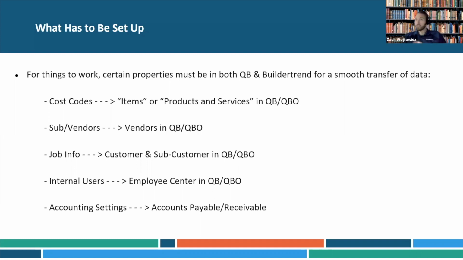Your sub vendors, those already exist in your QuickBooks account. You just export them out and we can mass import them into Buildertrend at that point. Your job info will link up to your customer information. Your internal users, if we haven't talked about that, but time clock, we integrate with the weekly timesheet for payroll. Well, you already have your employees set up in QuickBooks, and you probably have them set up in Buildertrend. You just need to map them together.